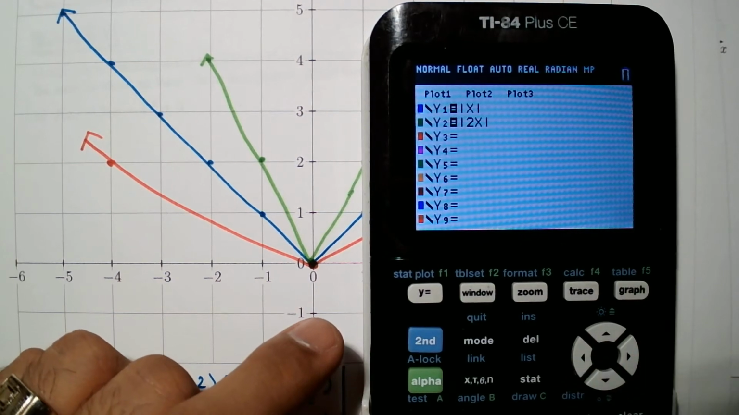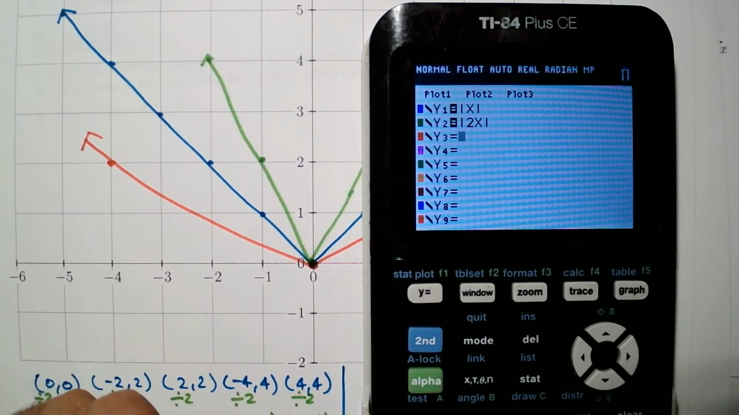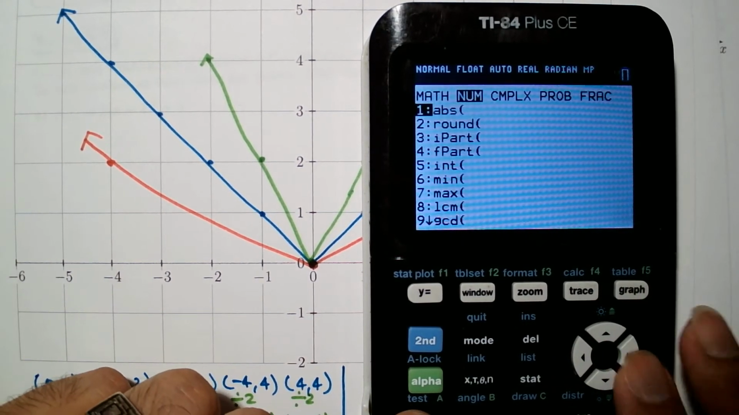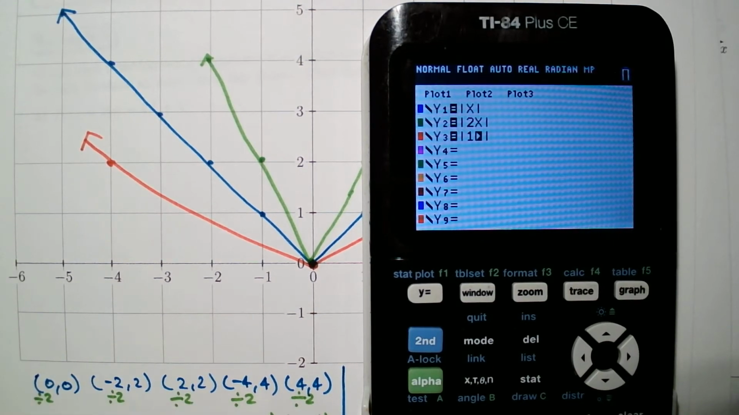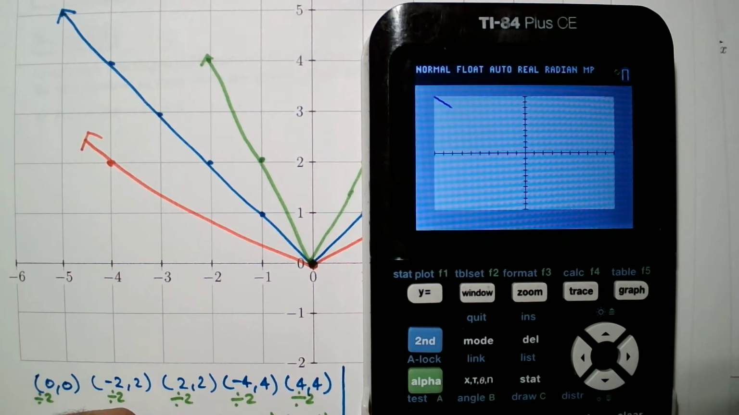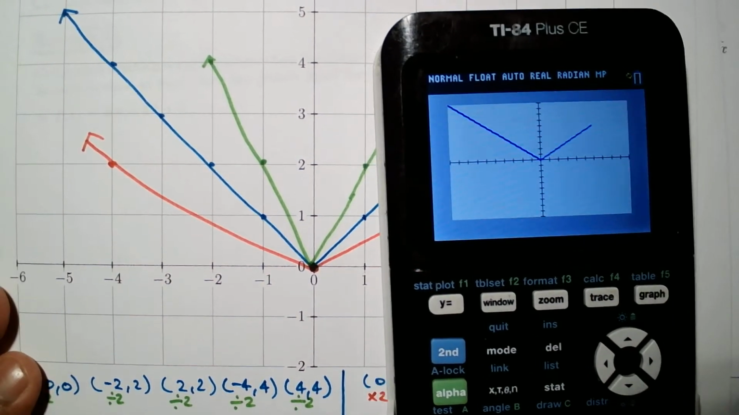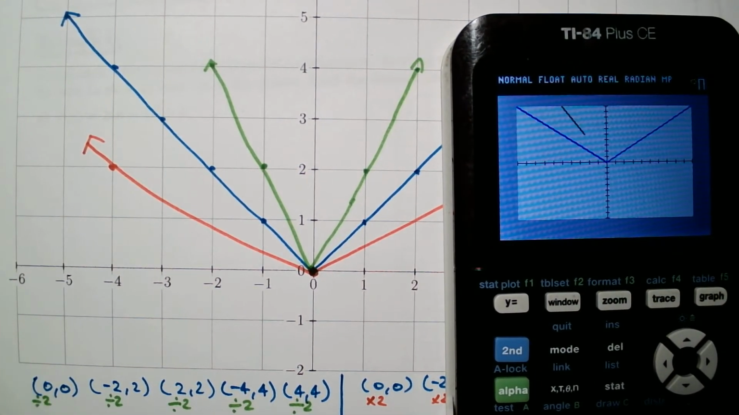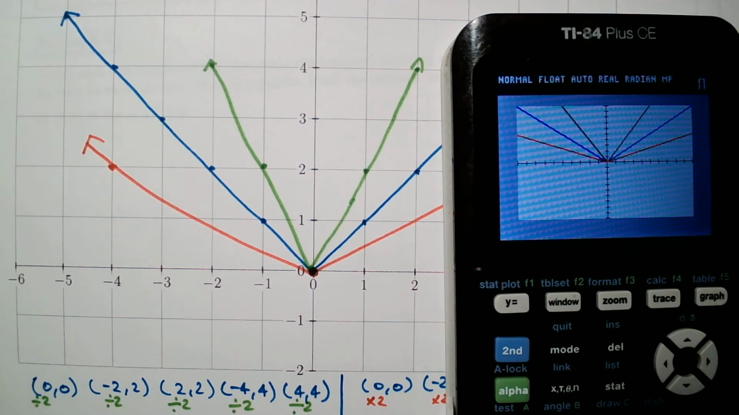And the same, I'm just going to go a little bit faster here. Math, num, abs, 1 over 2x, and let's see what we get. Okay, so that's the original graph in blue. And then there goes the next one, the green one, which is shrunk, and the red one, which is stretched. All right.